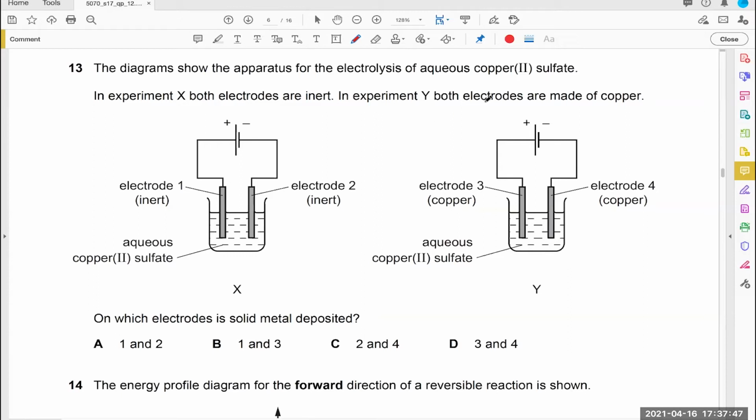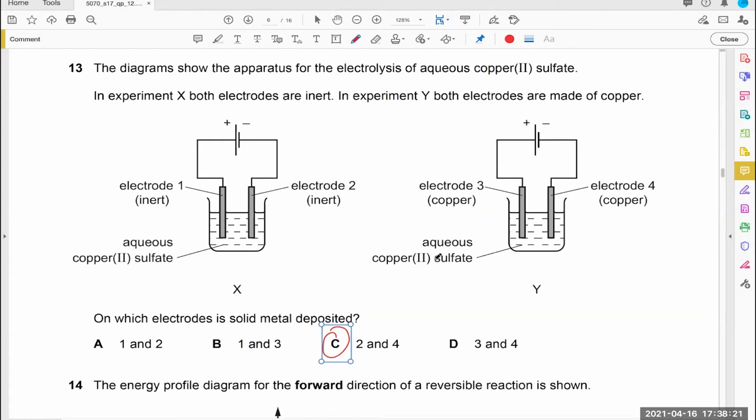On which electrodes is solid metal deposited? See, whenever copper has to be reduced and form copper metal, it doesn't matter which electrodes you have. It's going to go and deposit itself on the negative electrode in both of them. So the negative electrodes, as you can see, are electrode number 2 and electrode number 4. That's where all the copper ions will go regardless of what the electrode is made of.